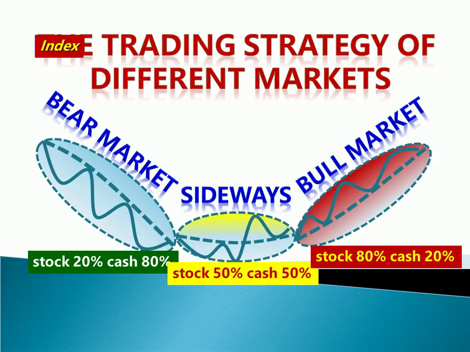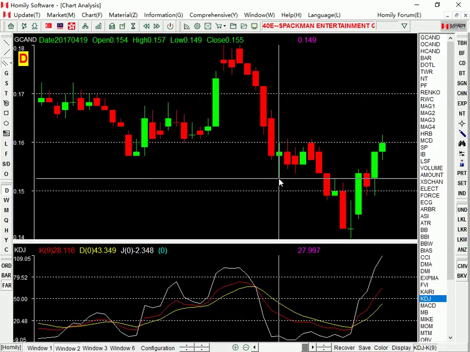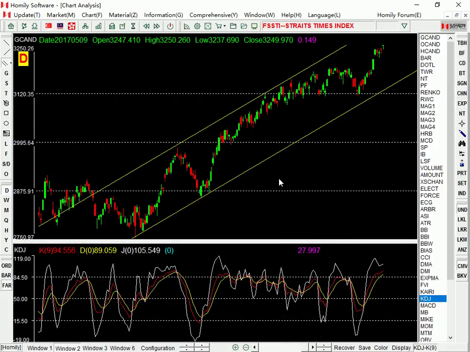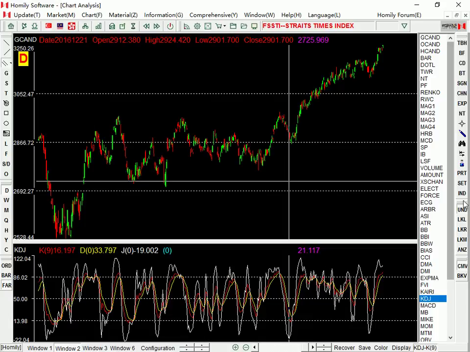If you see the market is in a downtrend, you should keep 20% stocks, more cash. Then if you see the market is in a bull market, keep more stocks, hold less money. Okay, so this is the trading strategy for different markets. So we should look at the market first.